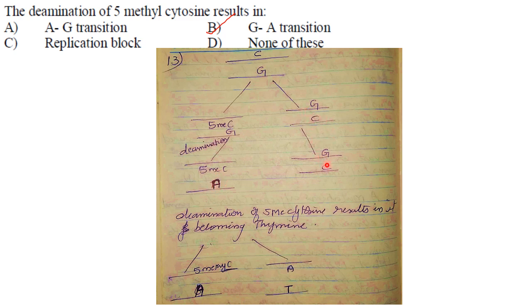Whereas this particular strand, it will be normal. So here it will pair with adenine. So in the next division, there will be 5-methyl cytosine and A. So 5-methyl cytosine, it is deaminated, it will pair with A, and A will pair with T. So a CG mutation has been converted to an AT mutation. So in place of guanine, adenine is coming, so it is a GA transition. Answer is option B.